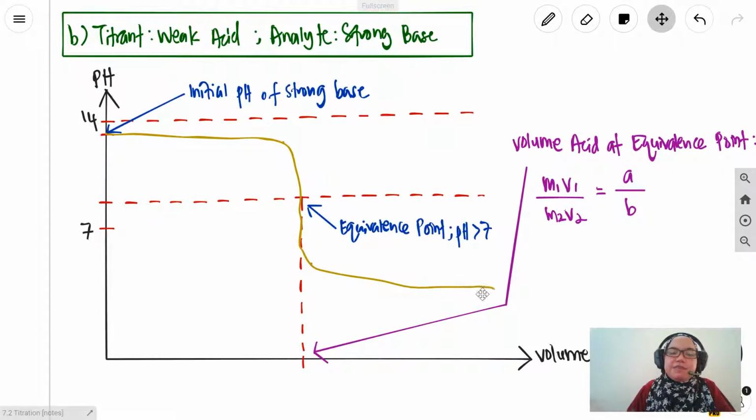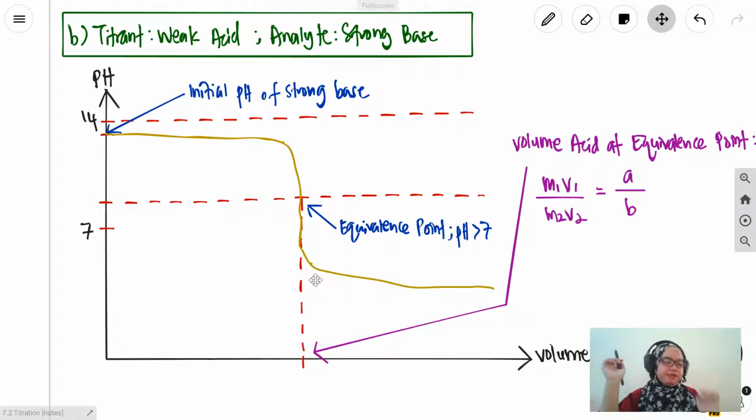And here the final pH of the weak acid is slightly higher than usual. If it were a strong acid, it would be much lower, because the acid is stronger. So this is how you draw the titration curve. There are 6 titration curves. There are 3 types of titration, but 6 types of titration curve, because the titrant and analyte change, so our axes also change.